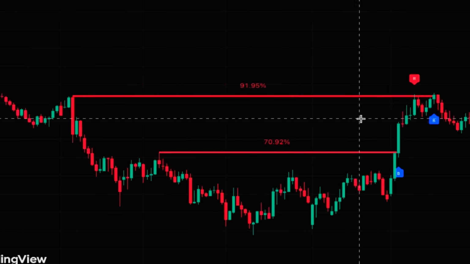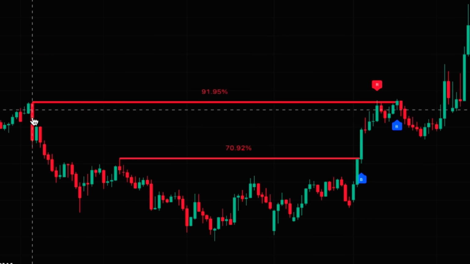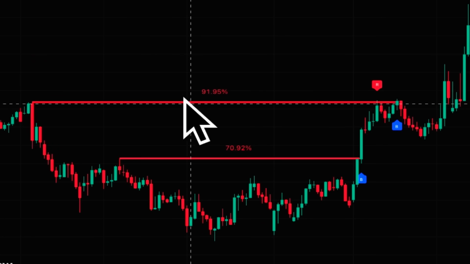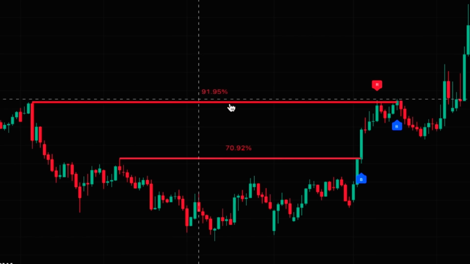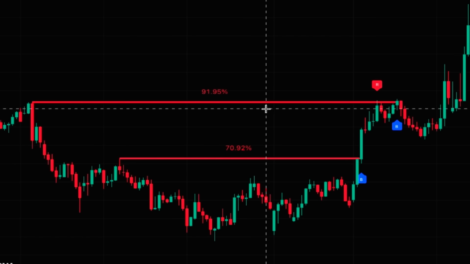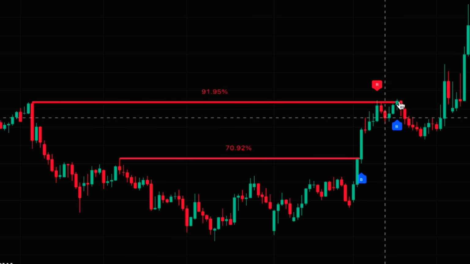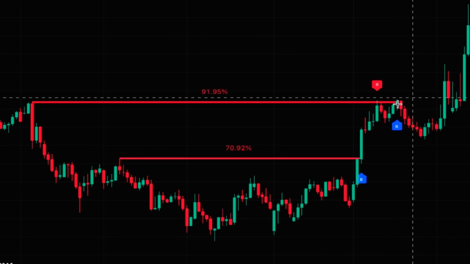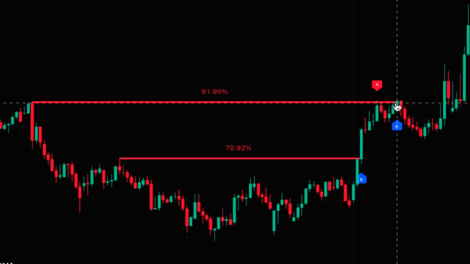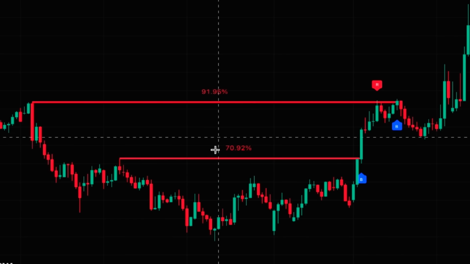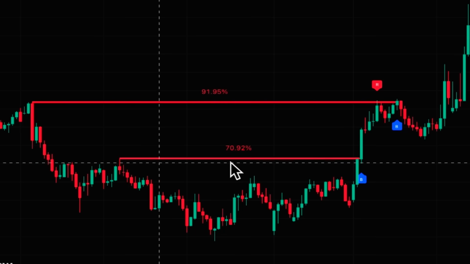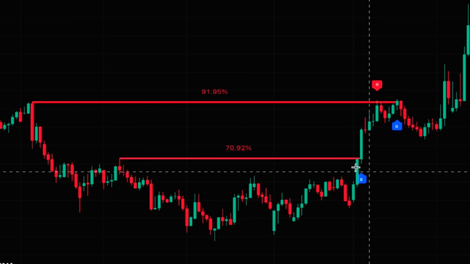Another example here, you can see that after this swing high is formed, the indicator assigned a 91% probability that this level will act as a potential resistance level. And you can see that the price tried to break this level 2 times and it had difficulty passing this level. If you're familiar with price action trading concepts, you know that every support or resistance level will break, and these potential levels that the indicator is identifying can also just break.